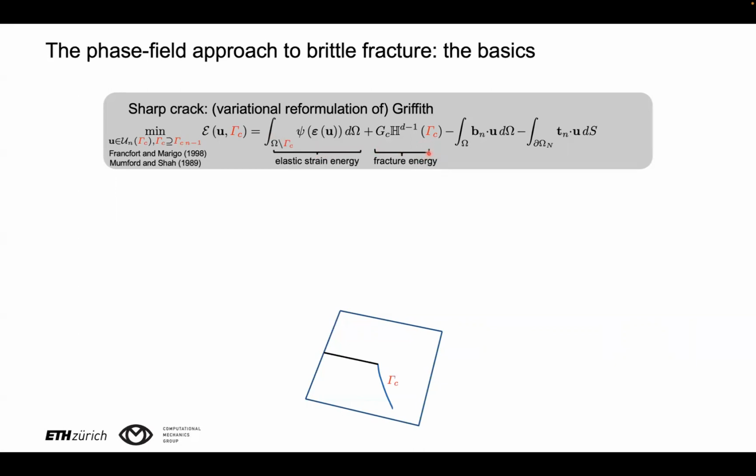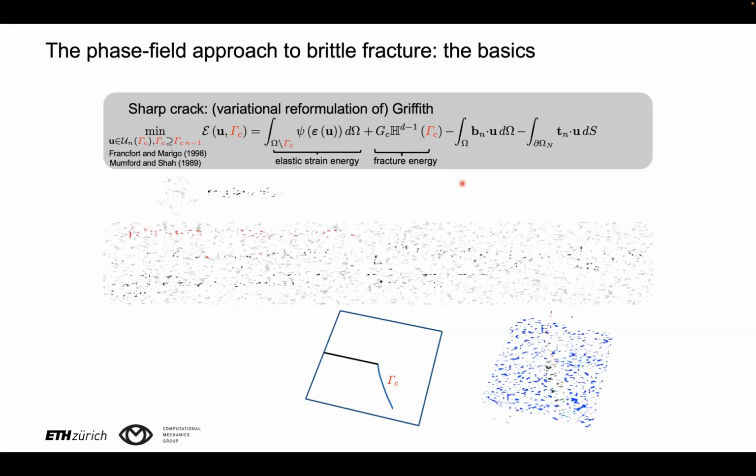According to Griffith's postulates, the fracture energy is considered to be the product of G_C, which is a material property, times the measure of the crack set, which in 2D is the length of the crack, and in 3D is the surface of the crack. Now, the variational reformulation of Griffith theory consists then in the minimization of this energy functional under the constraint that the crack set can only grow. Of course, this crack set is also the domain where u has a discontinuity. From a numerical standpoint, minimization of this energy functional is basically intractable.